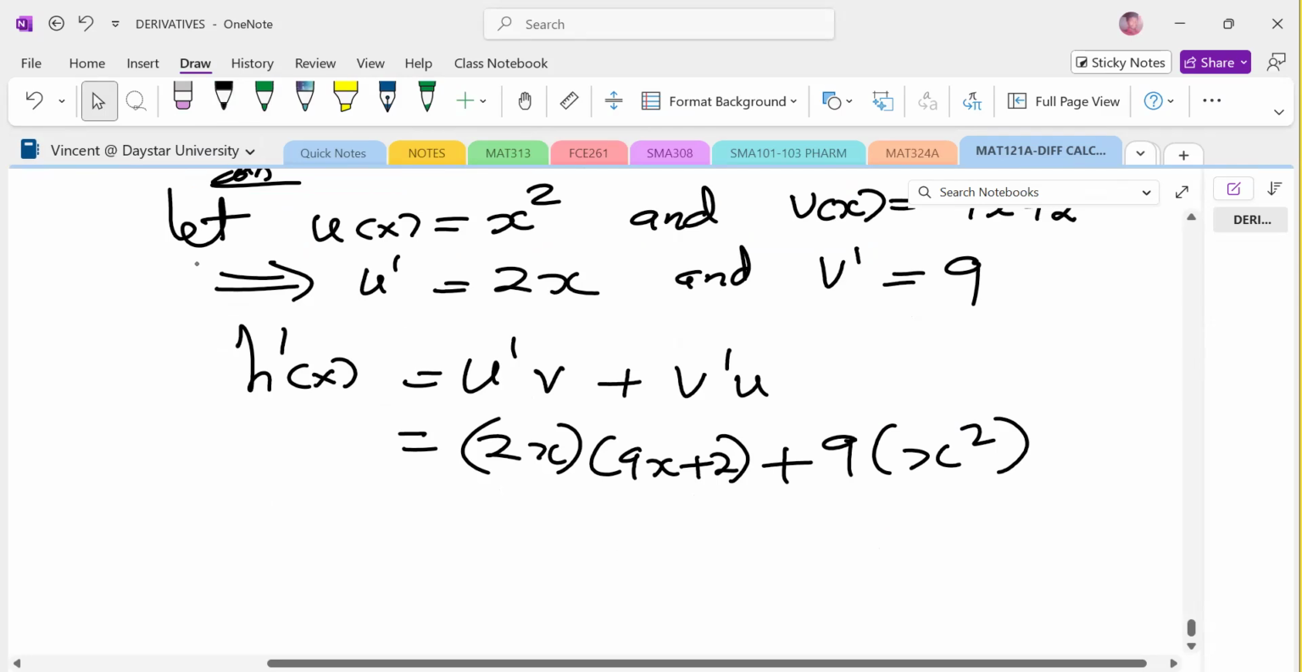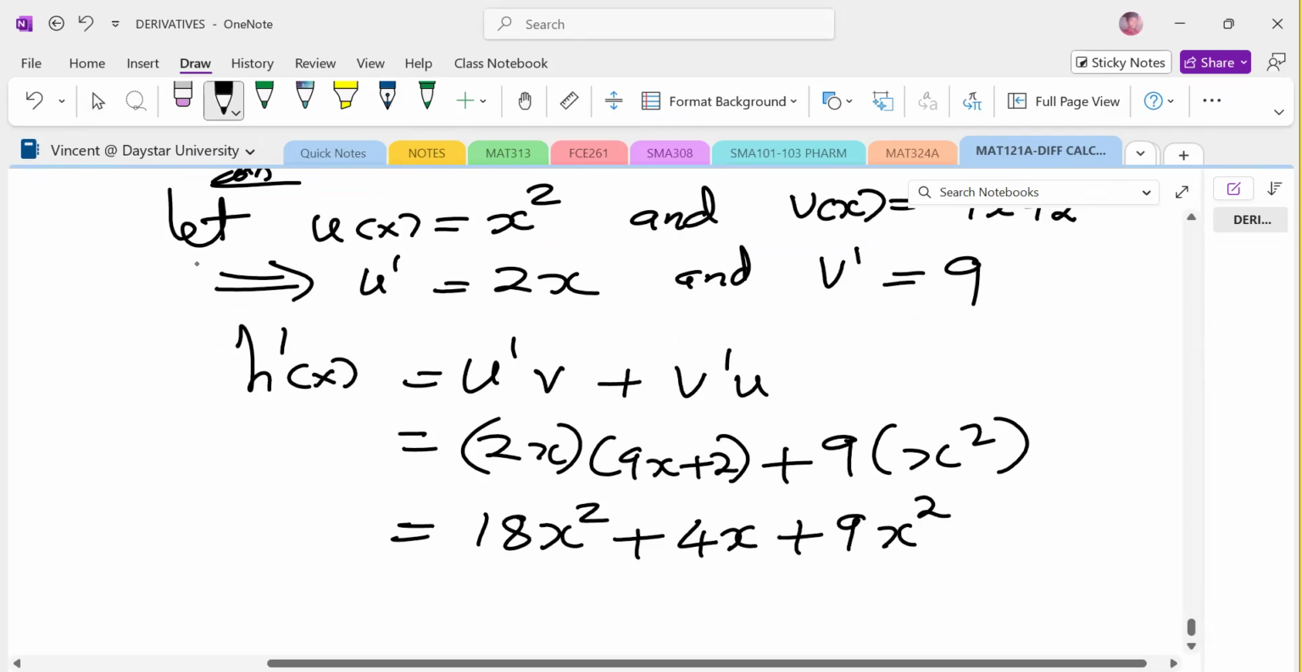So this will give us 2x times 9x is 18x squared. 2x times 2 is 4x. 9 times x squared is 9x squared. Then when you collect like terms, 18x squared plus 9x squared is 27x squared, then plus 4x.